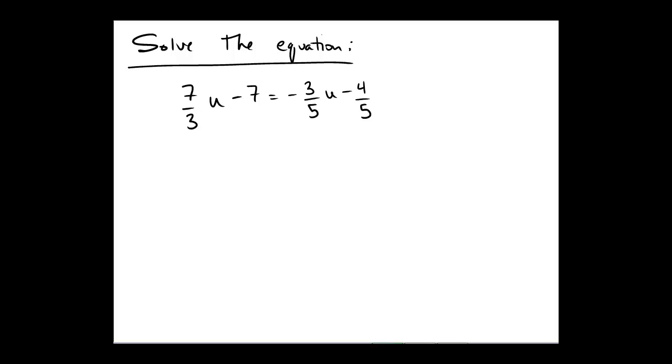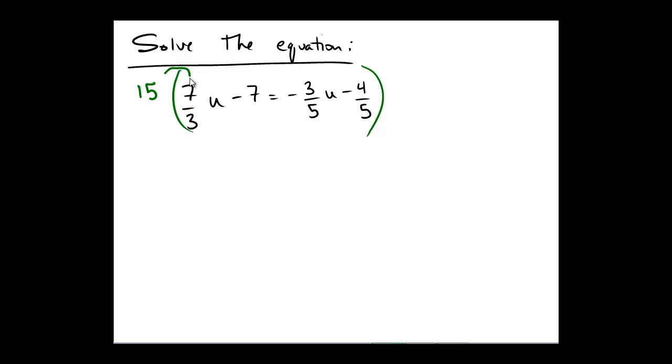Again, there's more than one way to approach these, but I personally like to clear the denominators by multiplying by the least common multiple of the denominators. The only denominators in this problem are 3 and 5, and well, I guess technically there's a 1 under the 7. But we could use the number 15 to clear these denominators.